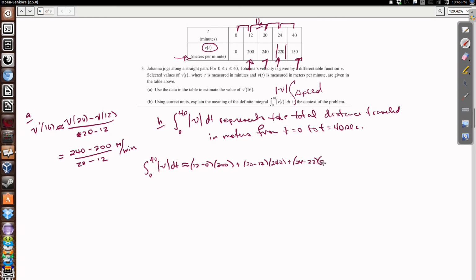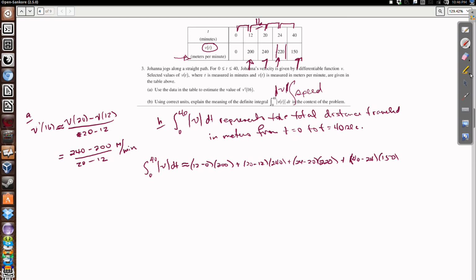It's not negative, it's positive because of this absolute value. And then I've got my last rectangle, which goes from 24 to 40, so this is 40 minus 24, times the height of this rectangle, which is 150. And I'm not going to try and do anything more with this. This is perfectly well and good. This is simplified as far as I need to simplify it for the AP exam. I'm not going to waste time trying to make this more simplified.